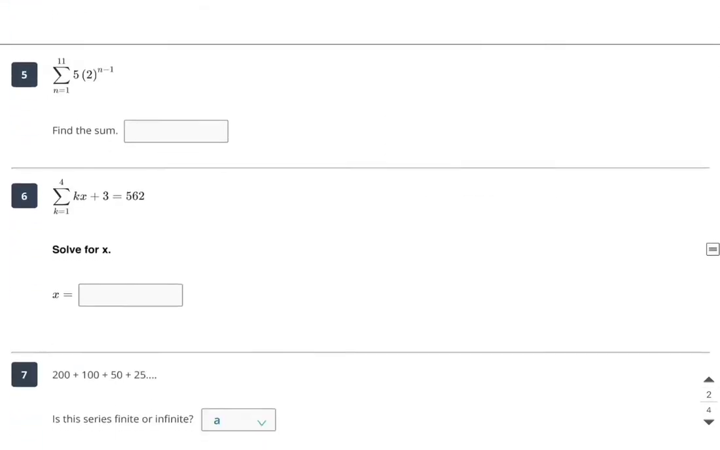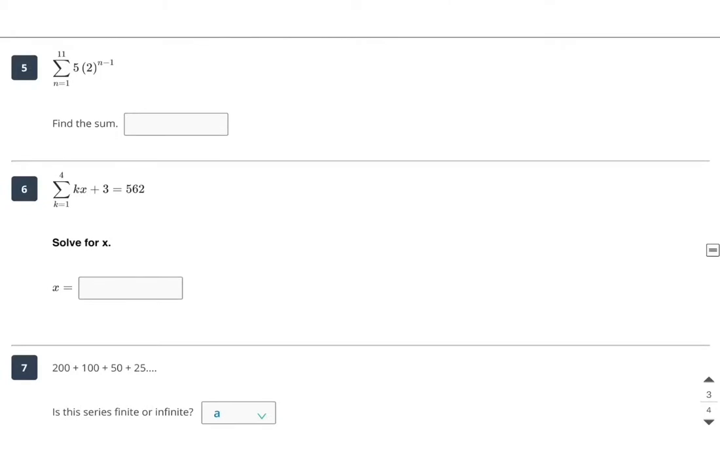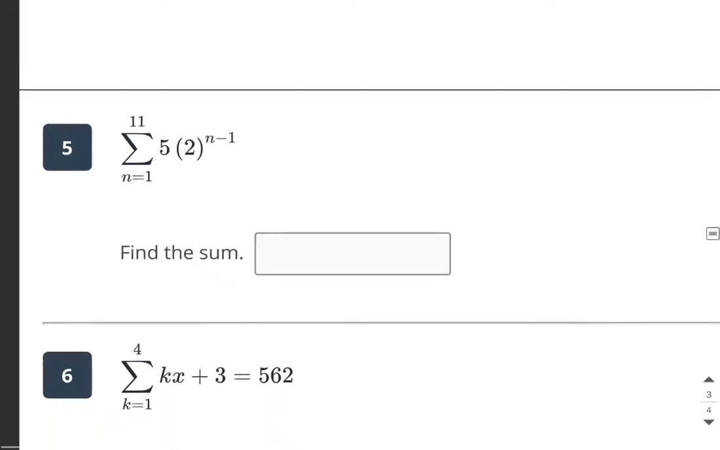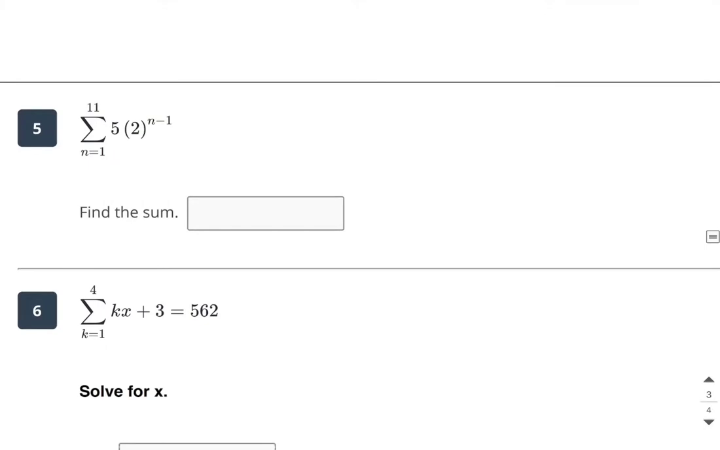For 5, I have another summation of the first 11 terms of this geometric series. So I'm doing a geometric series here. I know because this is the explicit formula for a geometric sequence. And I want to add the first 11 terms.